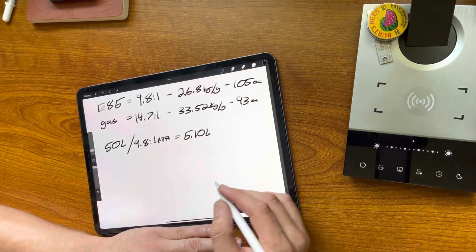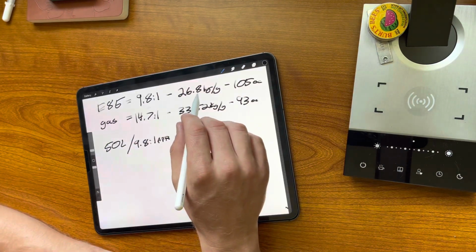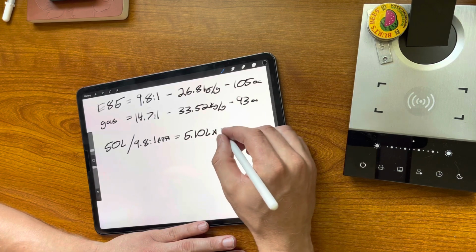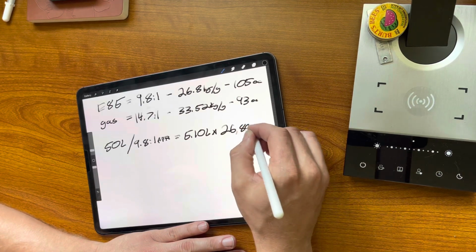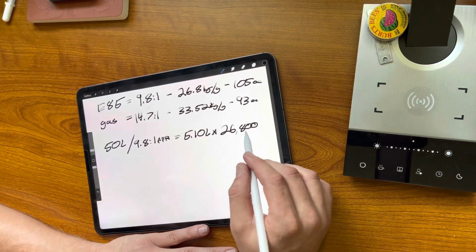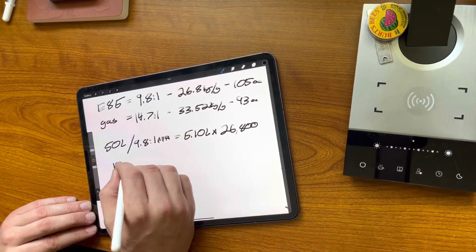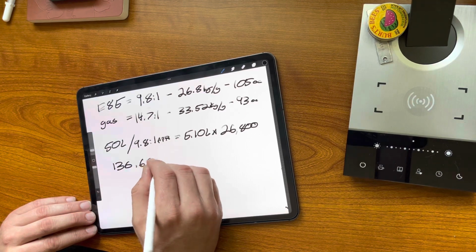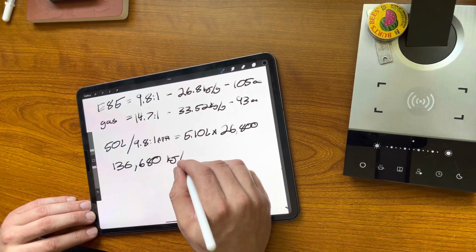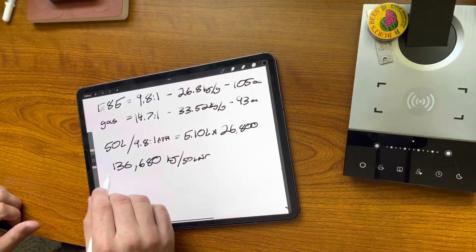But we're actually going to have to convert that to kilojoules per liter, because we're talking in liters here. So 26.8 kilojoules per gram would be 26,800. So 5.1 liters times 26,800 kilojoules per liter comes out to a number of 136,680 kilojoules per 50 liters of air. This is the number.